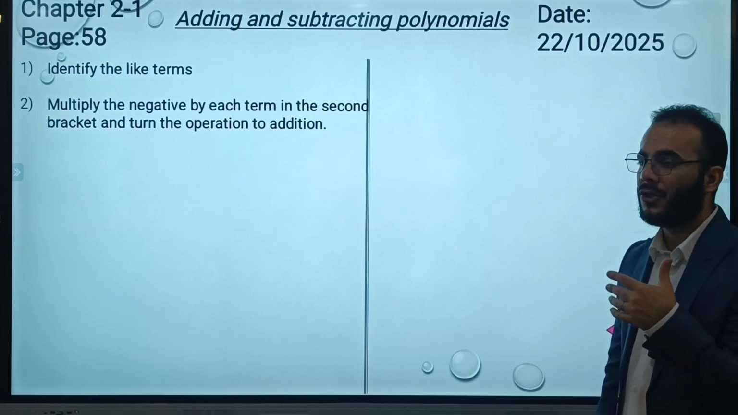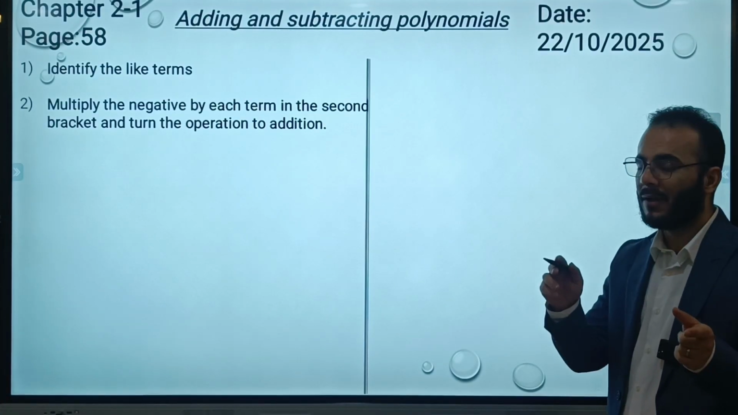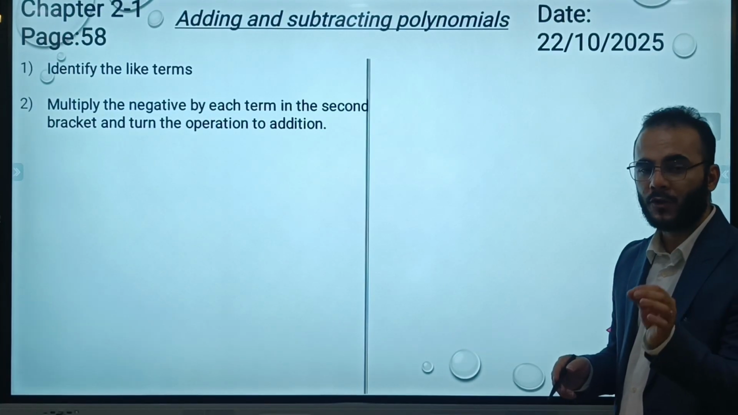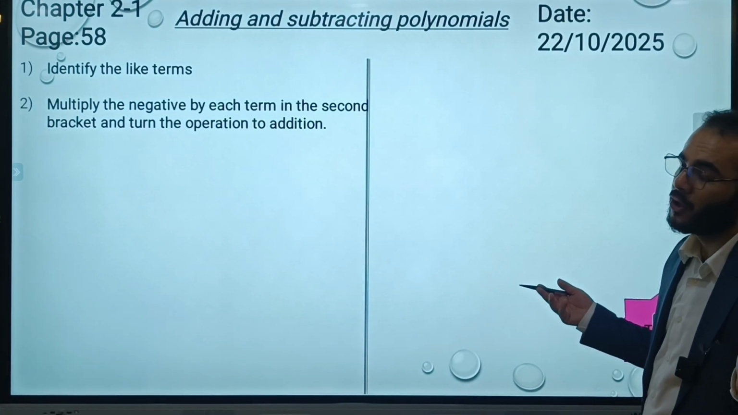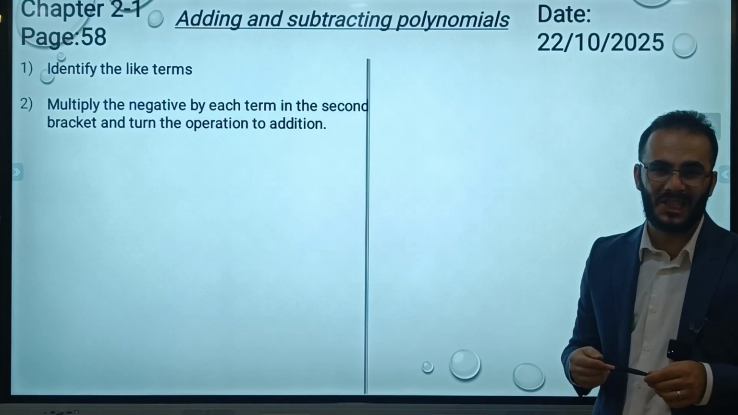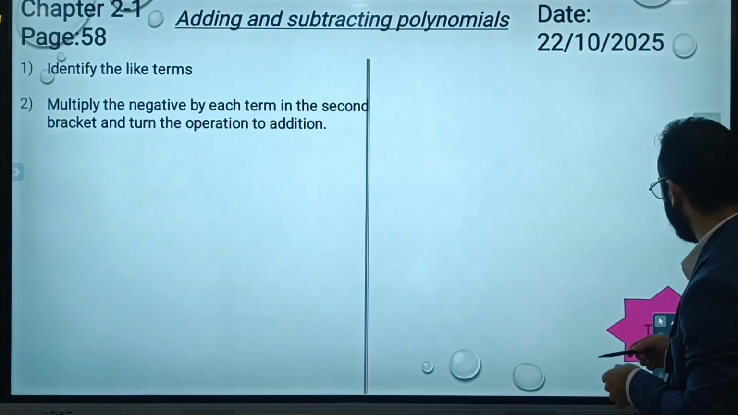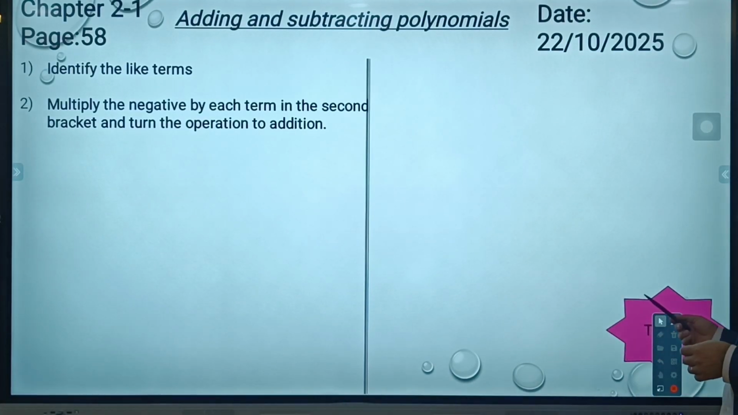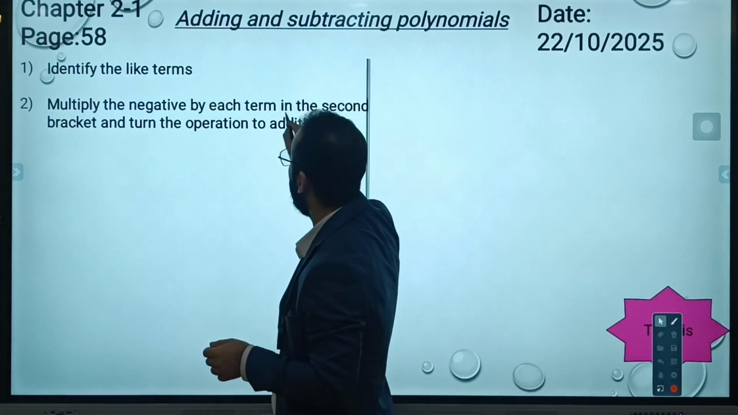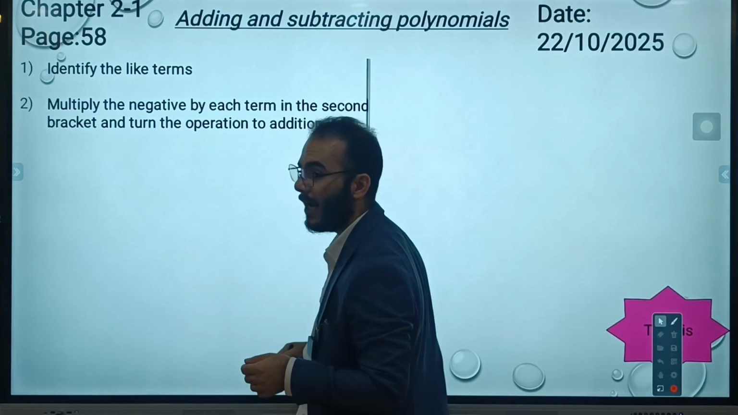Or you might tell me, teacher, it's easier for me to go with the negative. Like for example, consider the negative with each term in the second bracket. So it depends on you which way you want to choose. I guess this one is easier because dealing with addition is easier than dealing with subtraction. So the second note is multiply the negative by each term in the second bracket, and turn the operation to addition.